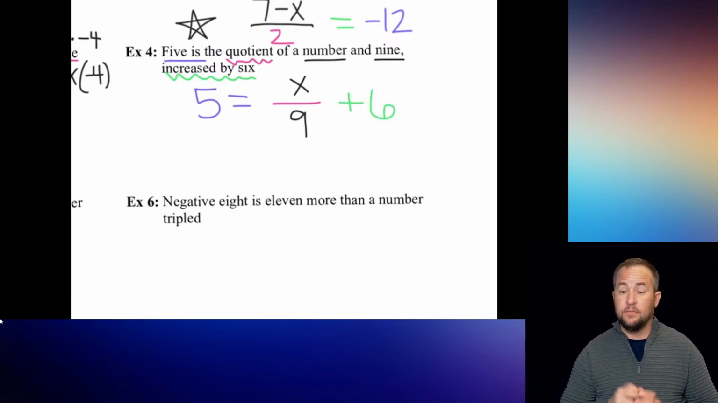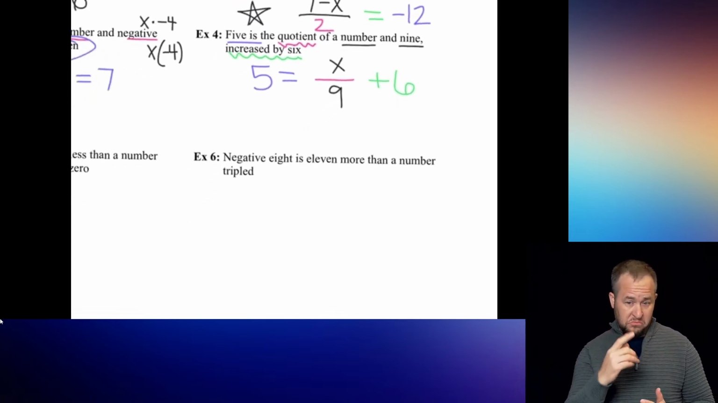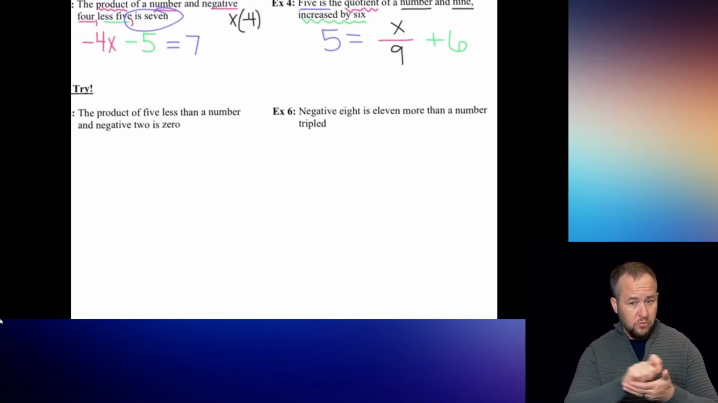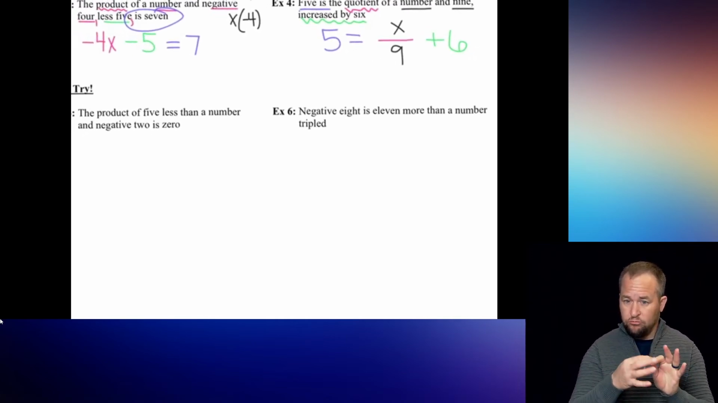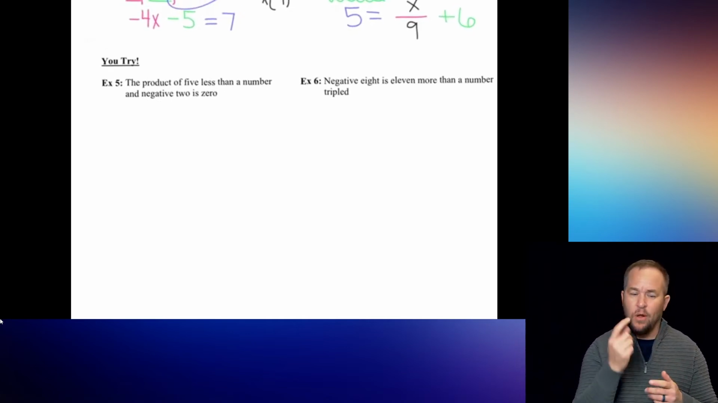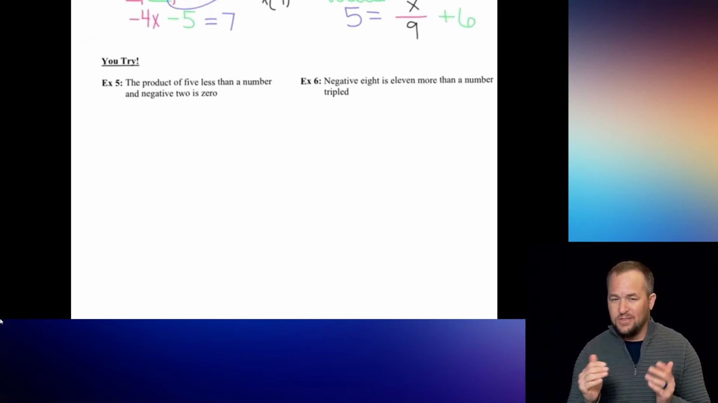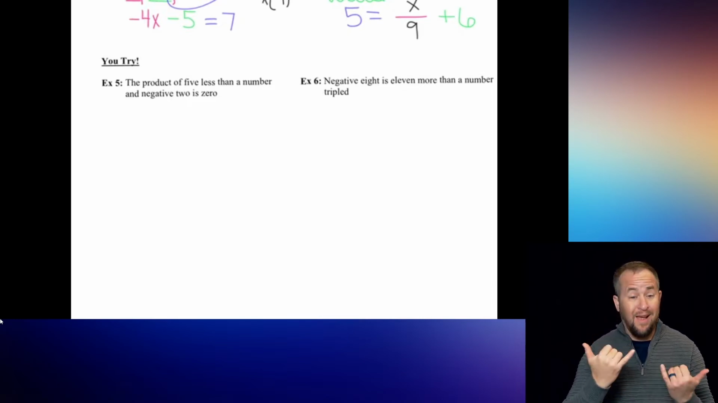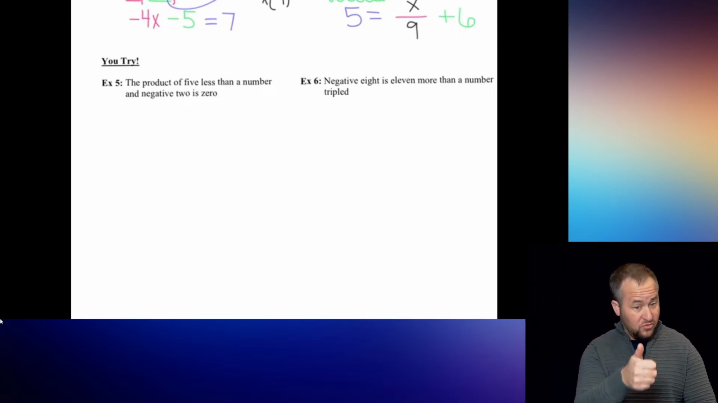All right, so hopefully you feel pretty good with these writing and translating phrases into equations, because like I said, it is very similar to last chapter, but only now instead of just an expression, you have an equation. So why don't you go ahead and pause this video, and I want you to work, just set up example 5 and example 6. Go ahead and pause.